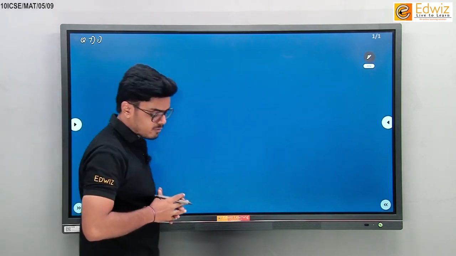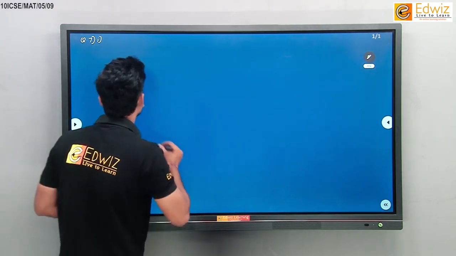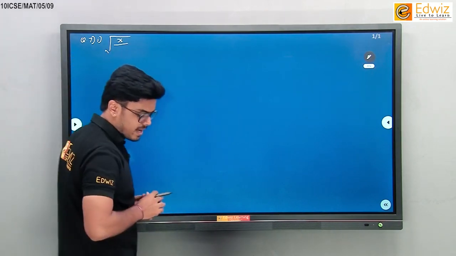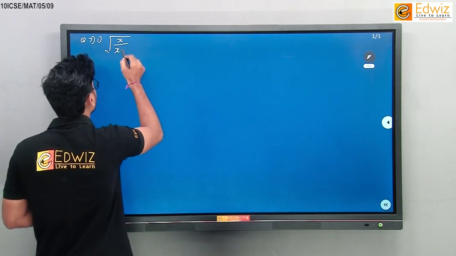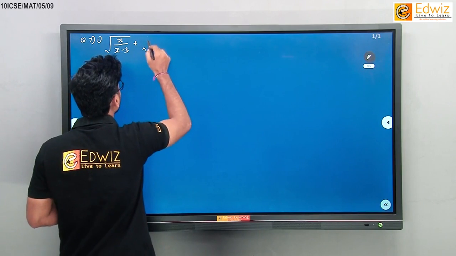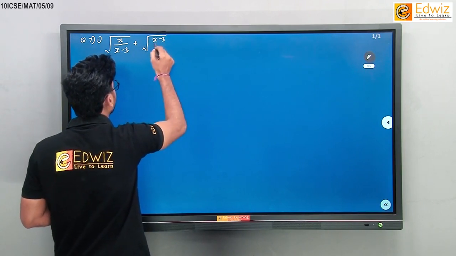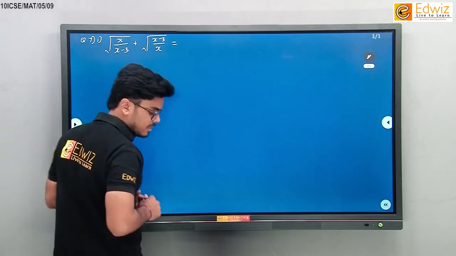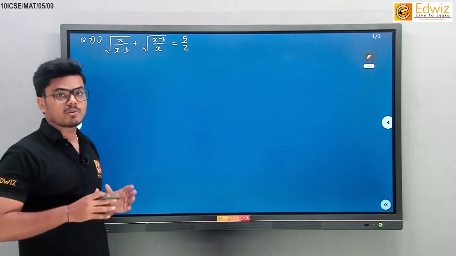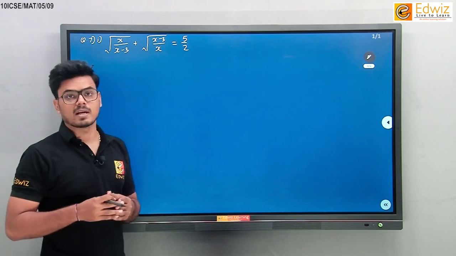In question 7 we have to solve the given equations. The first equation is square root of x divided by x minus 3 plus square root of x minus 3 divided by x equal to 5 divided by 2. Now these are the types of equations which can be converted into quadratic equations.